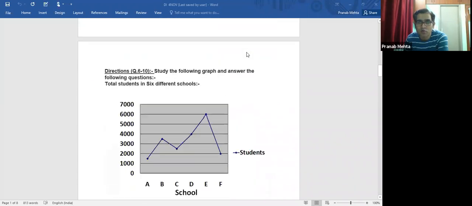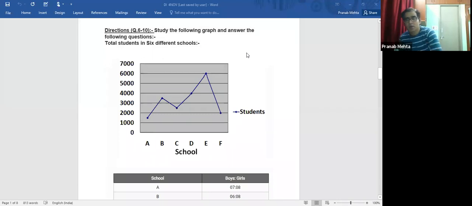Okay, look, I have to go a bit fast, so that I'm able to do what I'm planning to do. Okay, let us go with this question. This is an easy case, we can do it very fast. We are talking about the different schools A, B, C, D, E, and F, and this is the number of students we have. In school A, we have 1,500. In B, 3,500. C, 2,500. D, 4,000. E, 6,000. And F, 2,000.